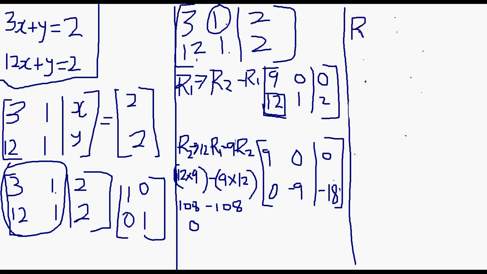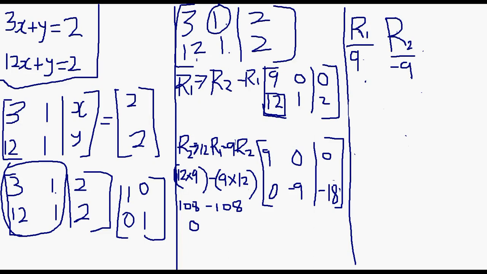So row 1. Here we want to change here to 1. So row 1 divided by 9 will give us 1. Any number divided by itself gives 1. And then row 2. Remember, row 2 is negative. Negative divided by negative will give you positive. So row 2 divided by negative 9.